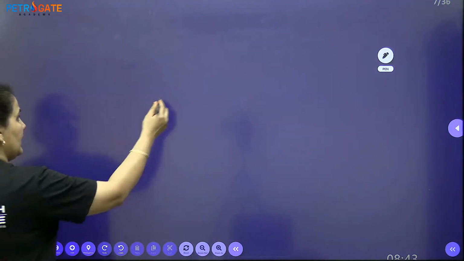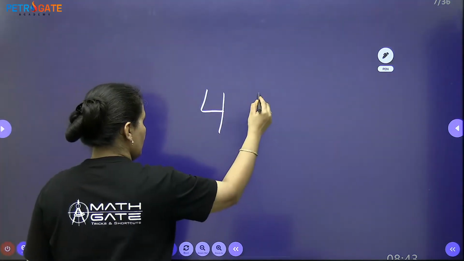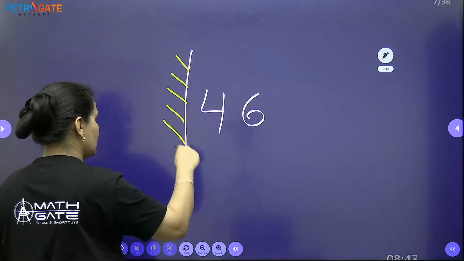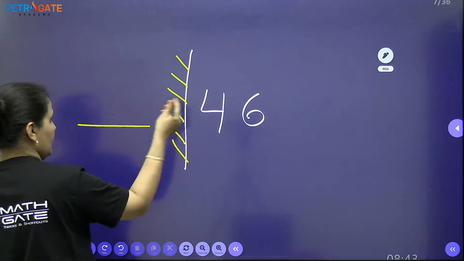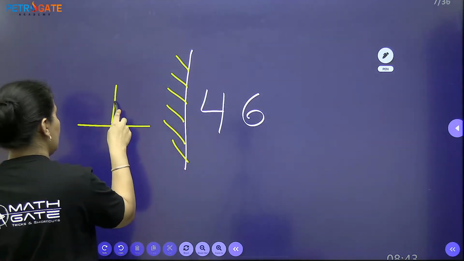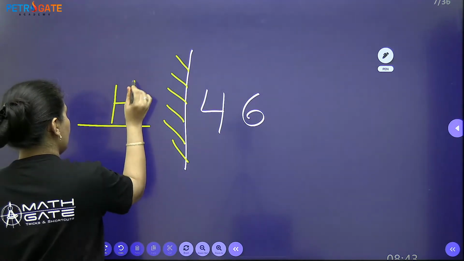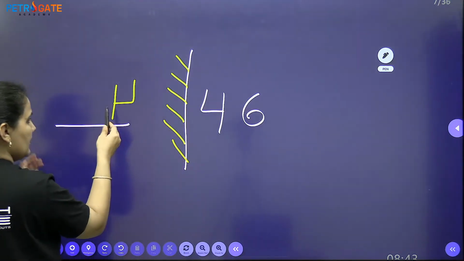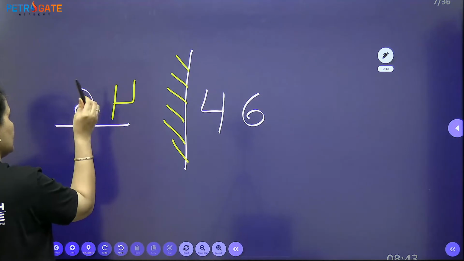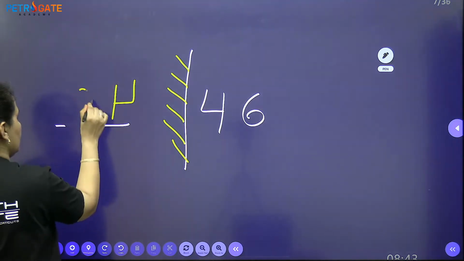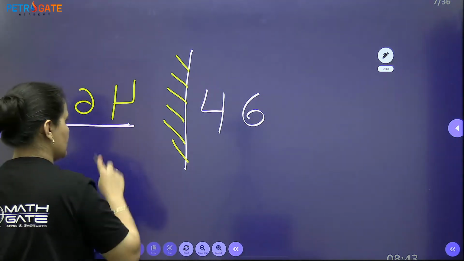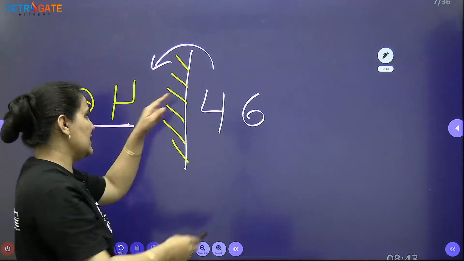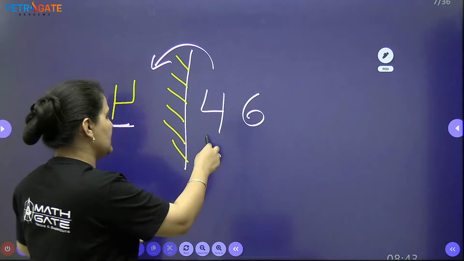If you want to go with the same question, putting the mirror here, we can go with this concept also. When we go with this one, it will become like this. And when we go for this one, the 6 will become like this. Let me use the same color now. The 6 will become like this. So this is the mirror image. When the mirror is put here, we can see the mirror image of this quantity is this one.